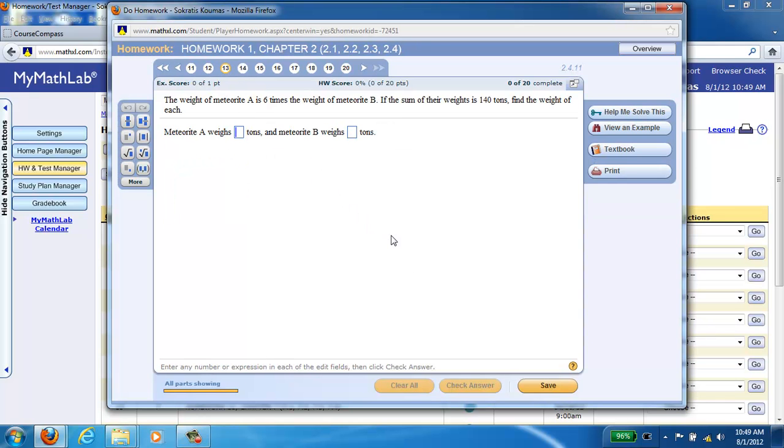Number 13, you have the weight of A is 6 times the weight of B. So if the sum of their weights is 140, find the weight for each one. So you have to make two equations. So the first equation, the summation of A and B is equal to 140. So A plus B is equal to 140. Figure out the second equation and then you figure out what is the weight for A and what is the weight for B.